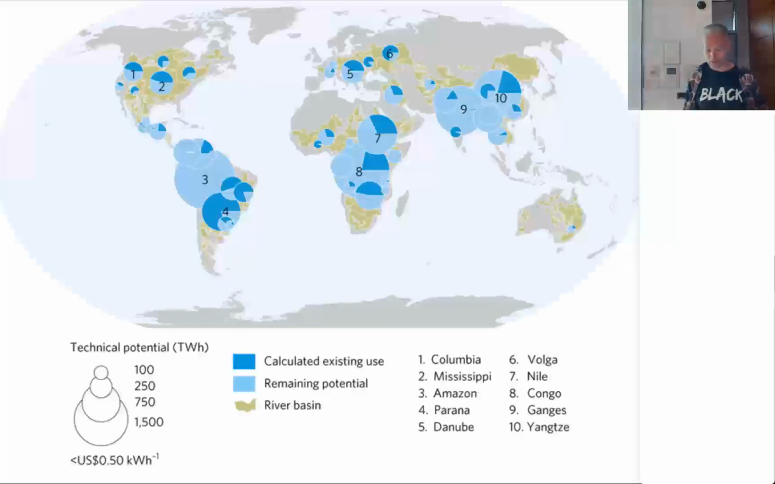Same is true for hydro. What you're looking at here in dark blue is the installed hydro, and in light blue the potential where there are the rivers and valleys to put more dams.